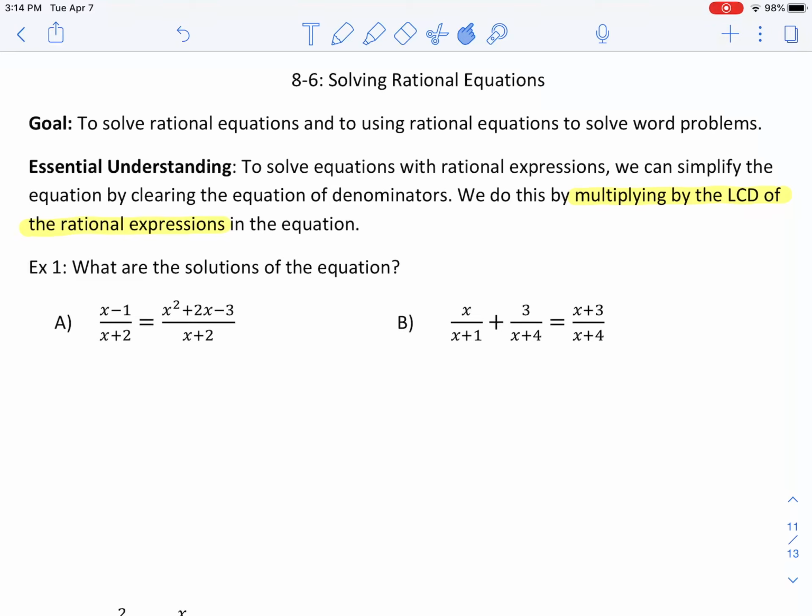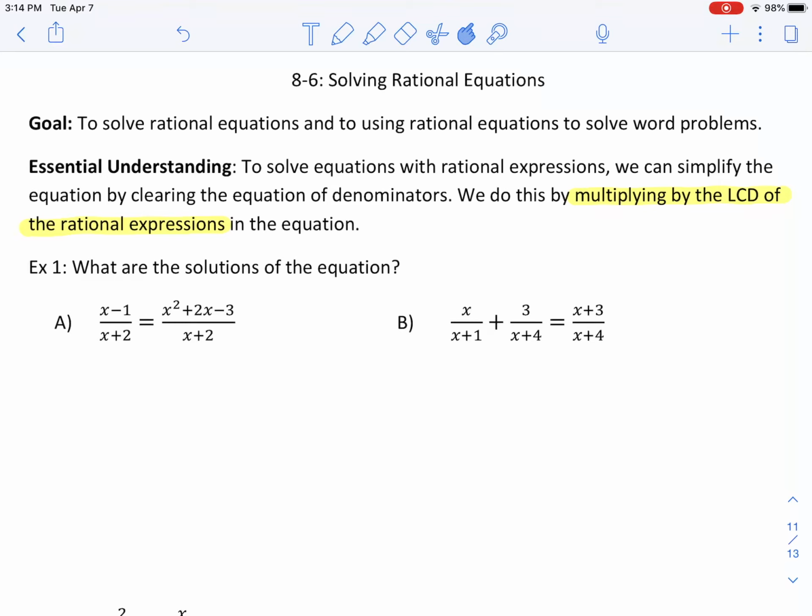So whenever we're solving something, we want to solve for the variables. We need to figure out what variables, when we plug them back in or substitute them back into the equation, will make the left-hand side equal to the right-hand side. So our goal here is to solve rational equations and also to use rational equations to solve word problems.